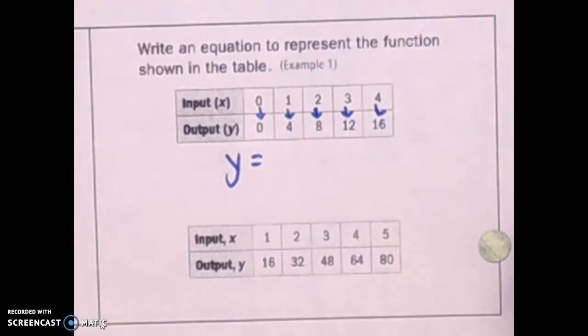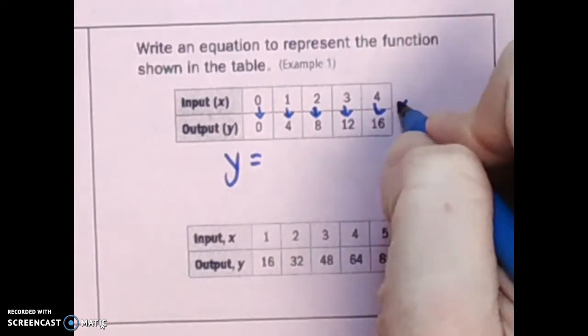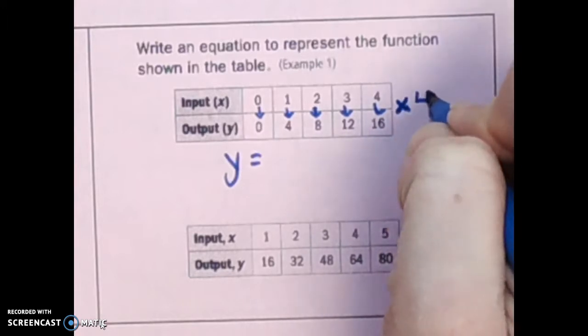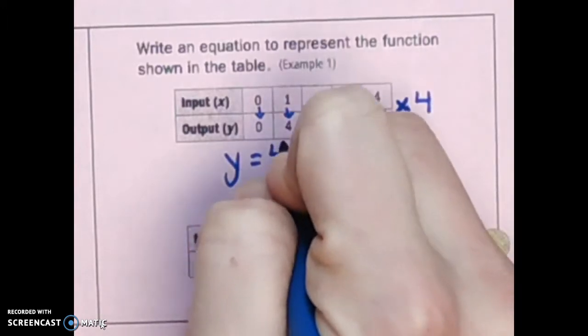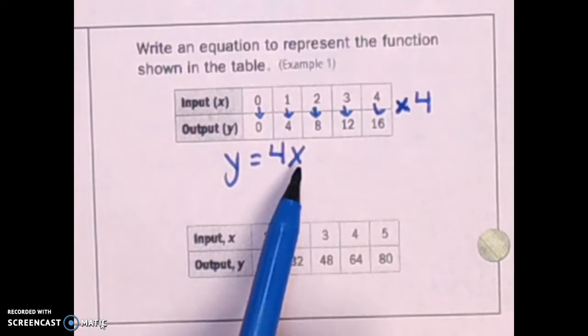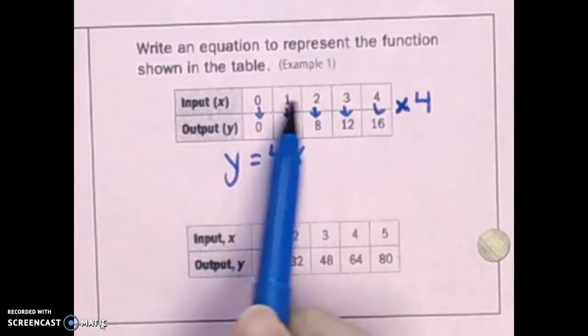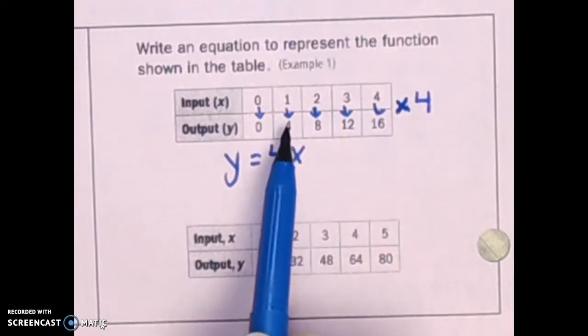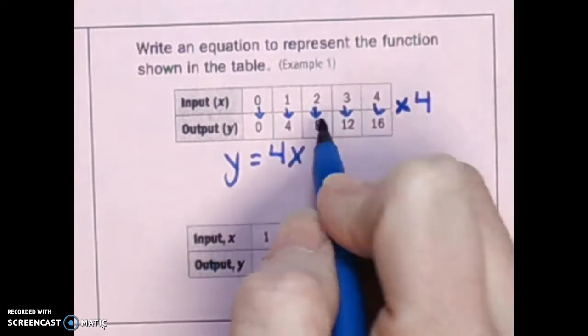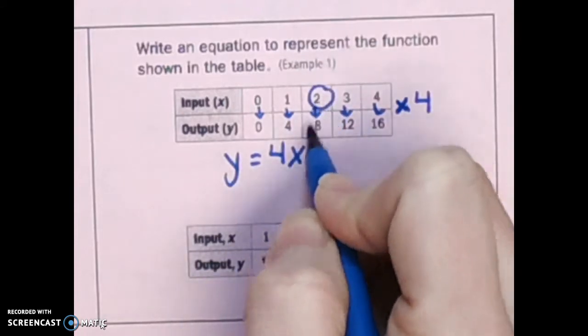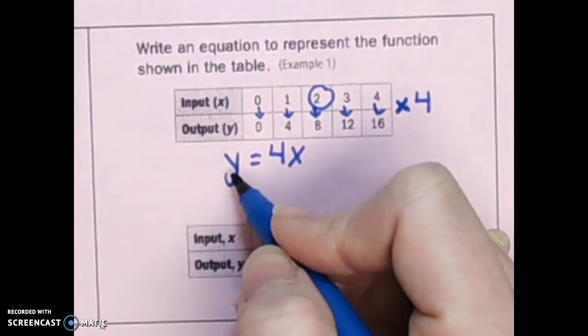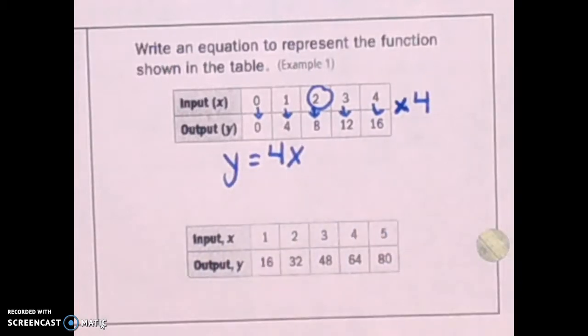So how do I get from 1 to 4, 2 to 8, 3 to 12, 4 to 16? I'm going to be multiplying by 4, so that means I'm going to write 4x. Because any number that's in this x column right here, I'm going to be able to plug in for x, and I'm going to get the answer to y. So if I choose to plug in 2, 2 times 4 is 8, and that's why we get 8 in the y category. So that's all you have to do.